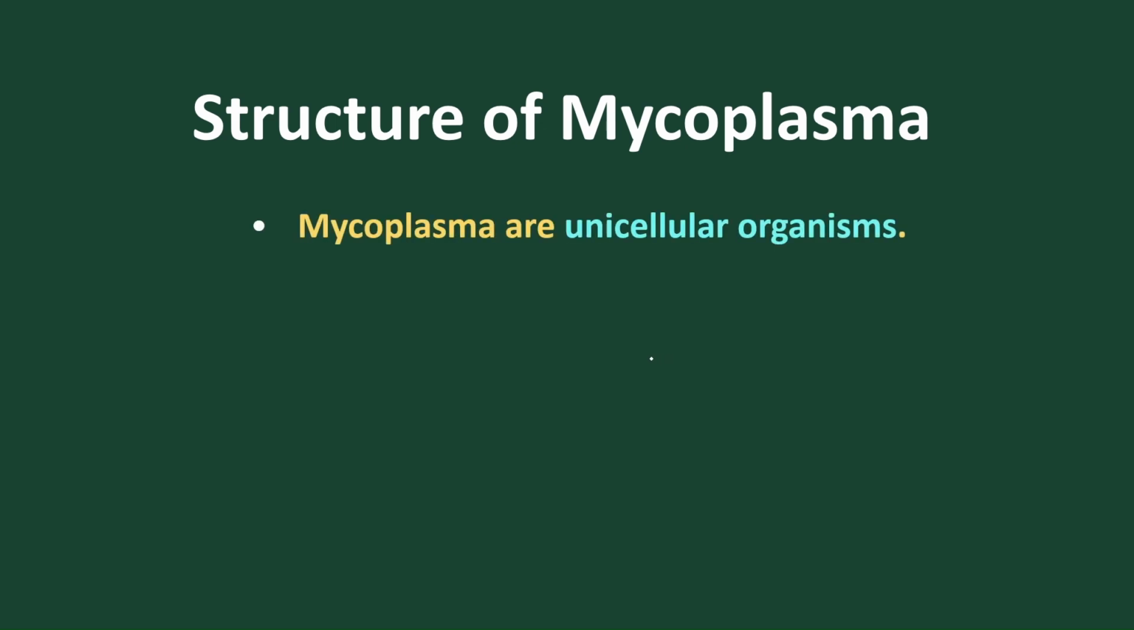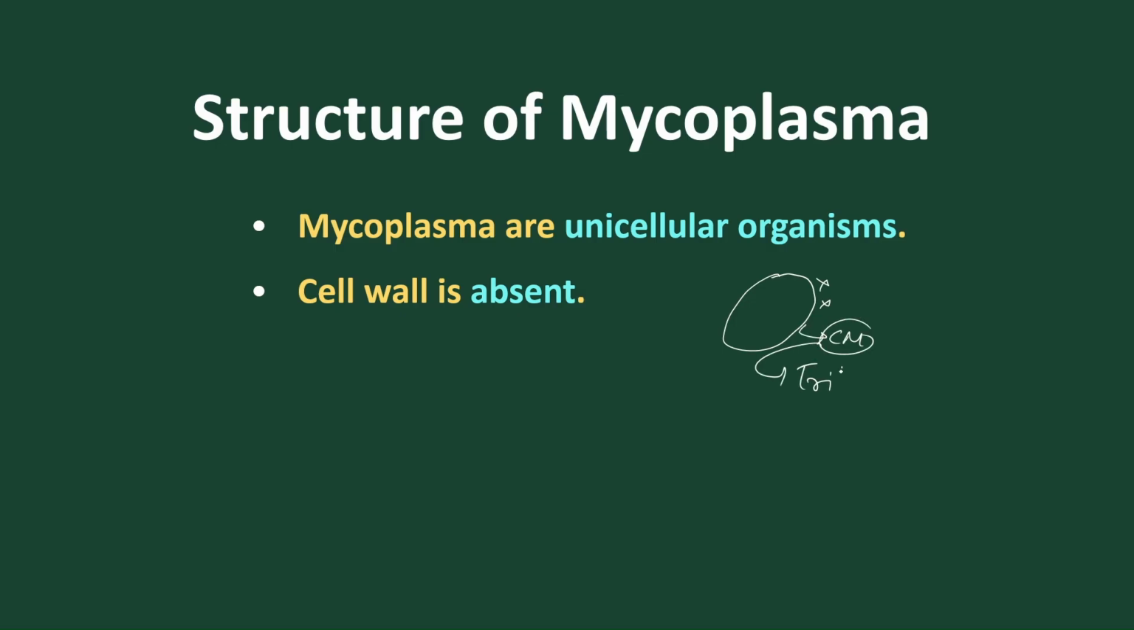In animals also it causes urine infection. Mycoplasma urealyticum is an organism that causes urine infection in animals and in humans also. Now let's move to the structure of Mycoplasma. Mycoplasma is a unicellular organism with a single-cell structure, and the cell wall is absent. They don't have any cell wall, so they have a cell membrane which is trilamellar.